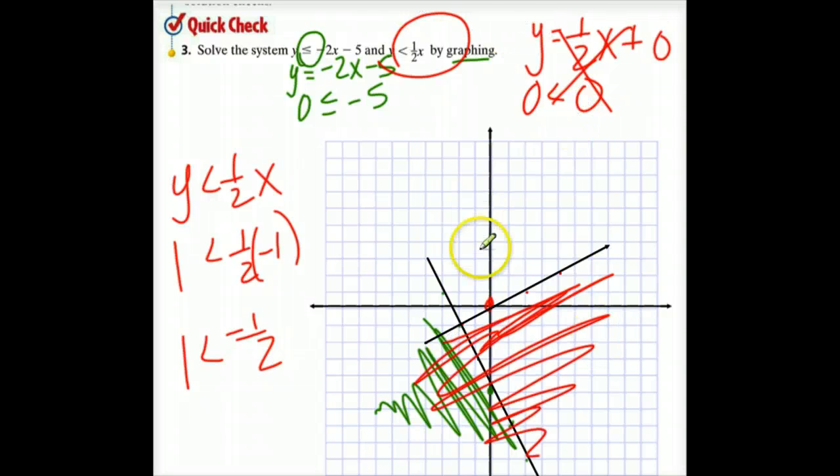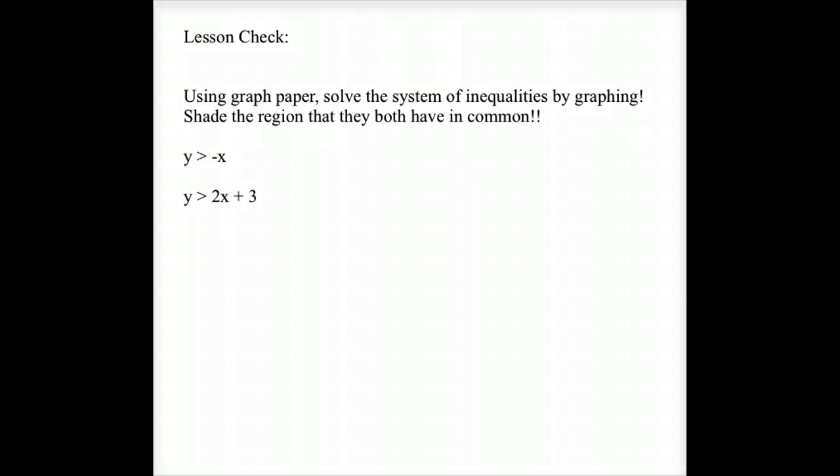Look for what's in common. So your answer to these is really the shaded region. So with a dark pencil, you would shade the region where there's green and red. So this area is the solution to my system of inequalities. Go back and rewatch those examples if it was a little unclear. You have one example to try on your own. Using graph paper, solve the system of inequalities right here by graphing. Shade the region that they both have in common. Good luck!